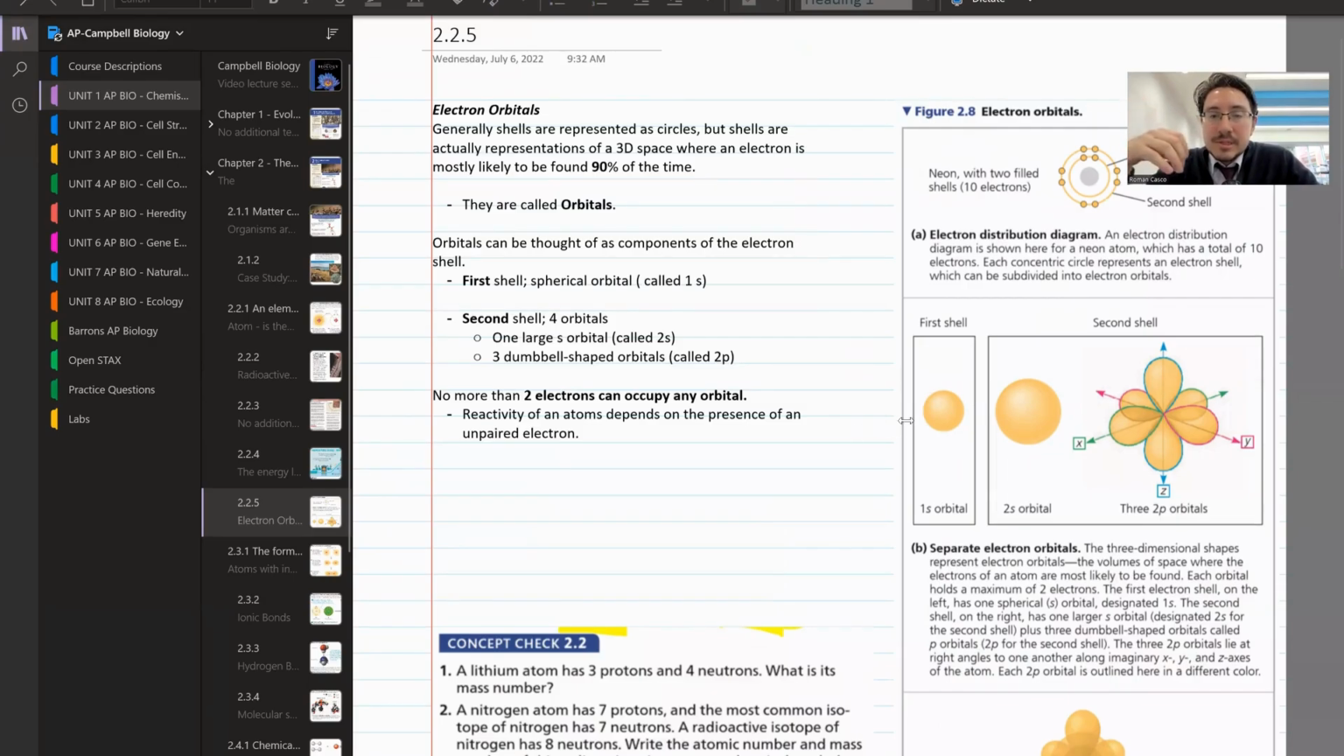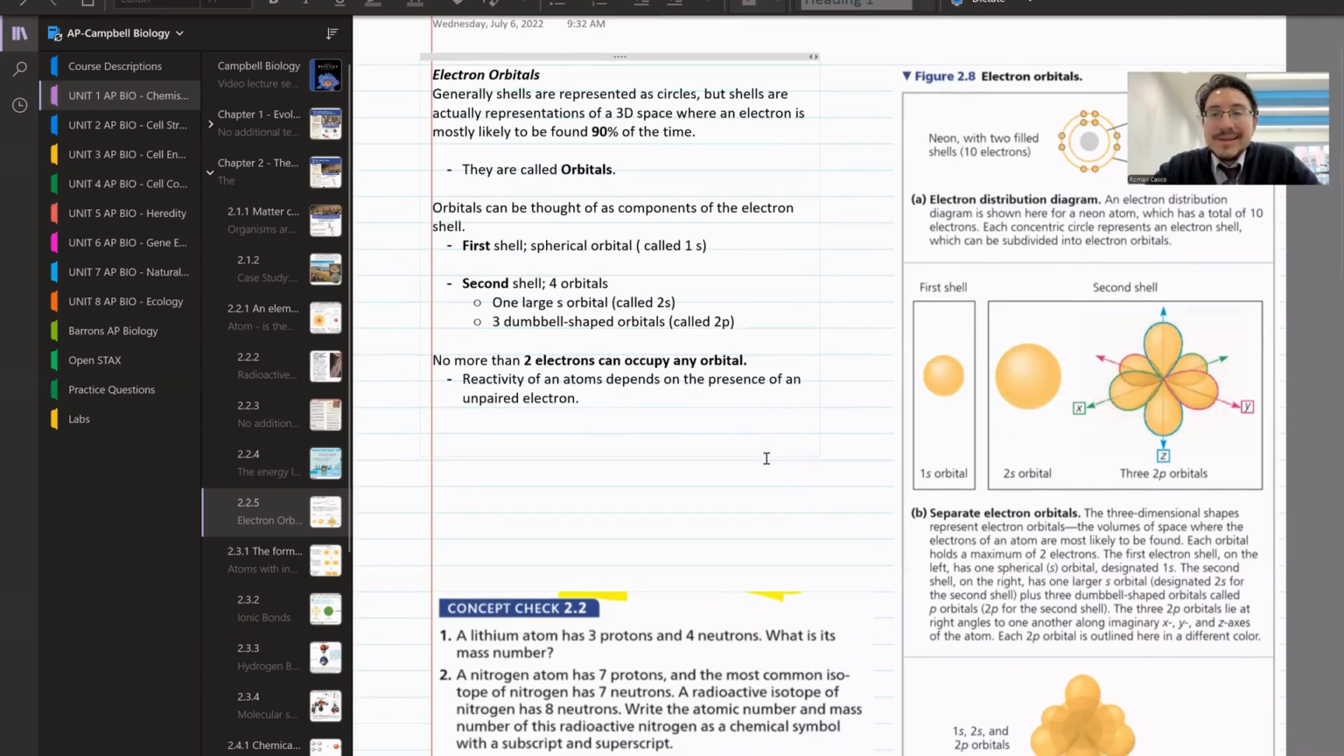These orbitals have particular names. They're referred to as 1s, a spherical orbital. That's the first shell. The second shell has four orbitals: one large s orbital, referred to as the 2s orbital, and then three dumbbell-shaped orbitals, as you can see here. That's one on the y-axis, one on the z-axis, and one on the x-axis. These are referred to as the three 2p orbitals. Sorry, they have three dumbbells, on the x, y, and z axes.